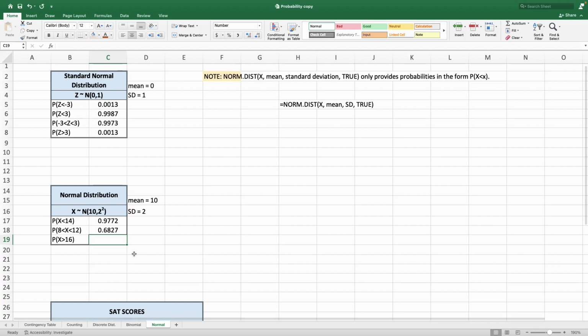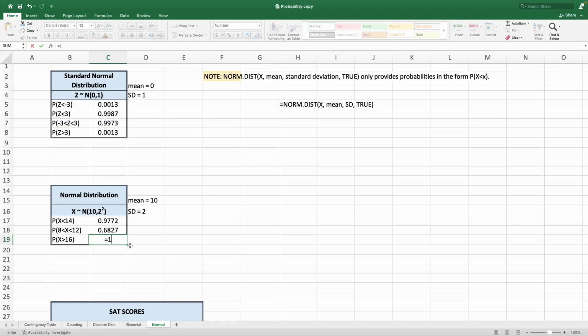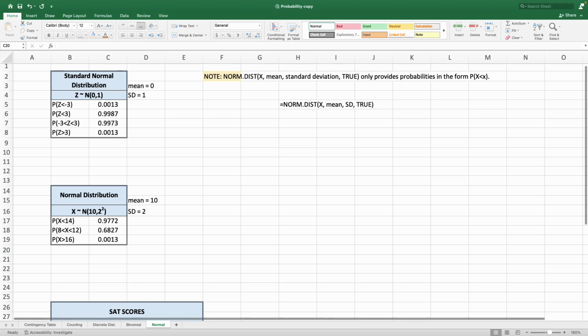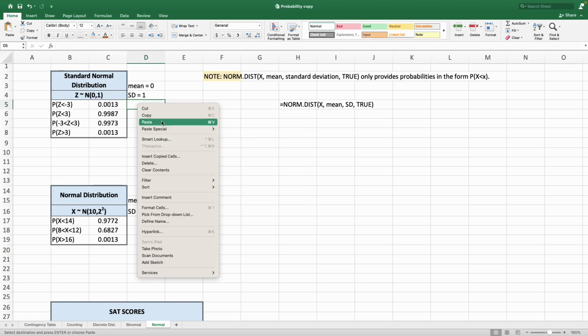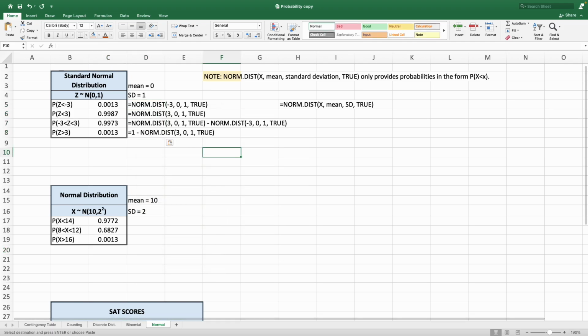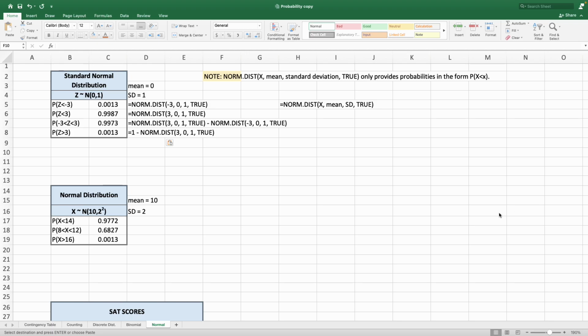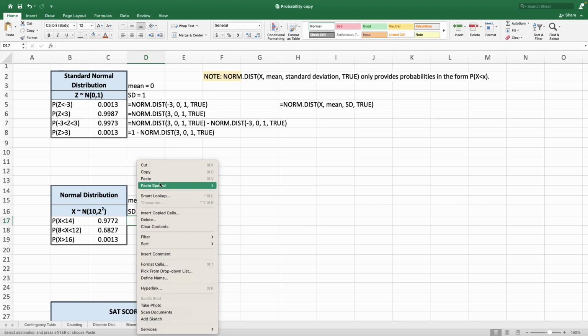Okay, and then x greater than 16. So again, this is the situation where we need to do 1 minus the probability x is less than 16. So let's do equals 1 minus norm.dist(16, mean 10, standard deviation 2, true), close parenthesis, enter. And if you look at the filled out lecture notes, you can see that I do have all of these typed out if you are confused about how we just did all of that.